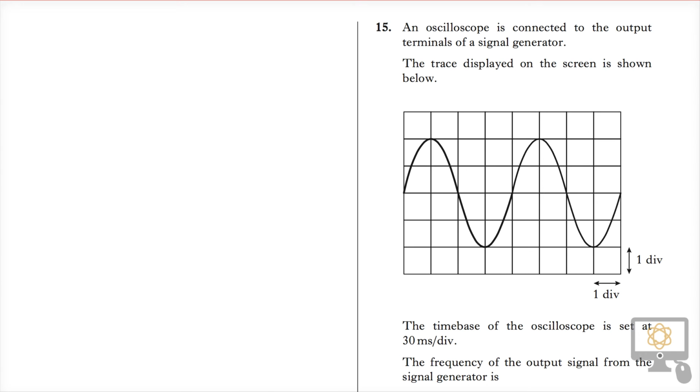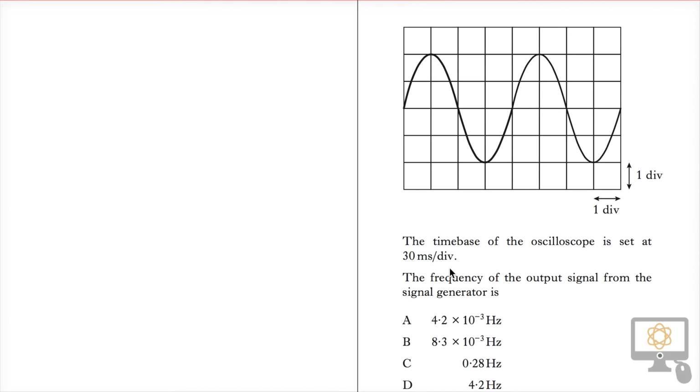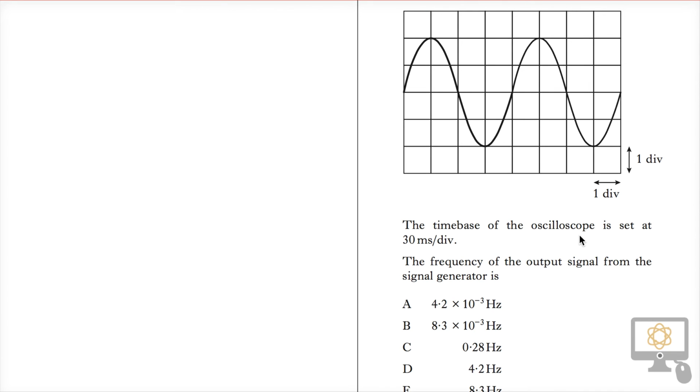Right, so let's have a look at question 15 from the 2014 revised higher physics paper. It says an oscilloscope is connected to the output terminals of a signal generator. The trace displayed on the screen is shown below. And so we have this trace, and then it goes on and says that the time base of the oscilloscope is set at 30 milliseconds per division.